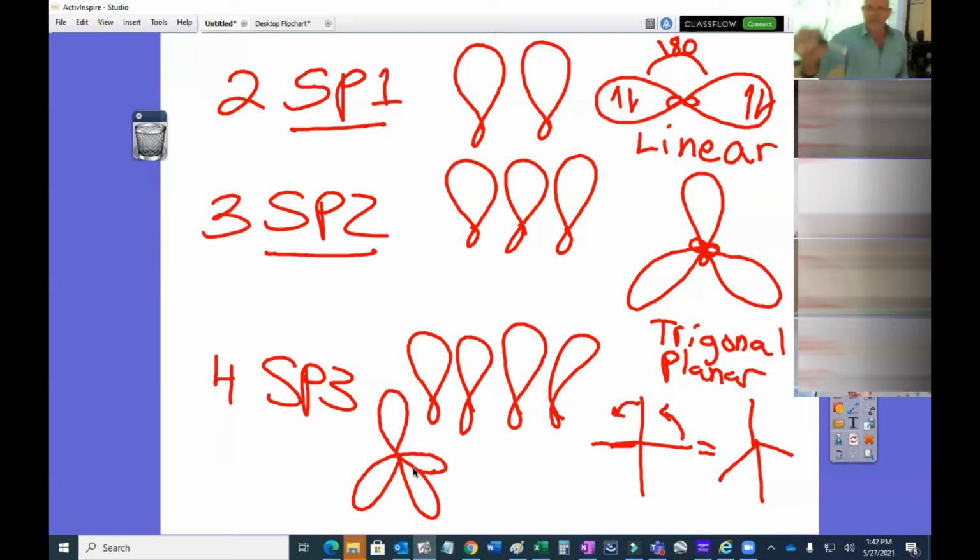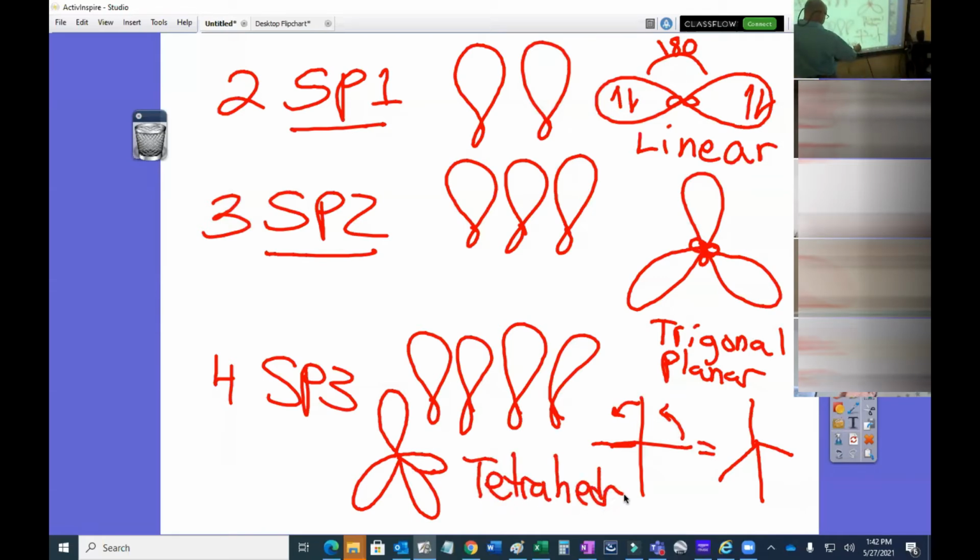Here's what that looks like. I got a little model here for you. That's the music stand. That's sp3 right there. They call it tetrahedral. Tetra for 4. I'm not sure what hedral means. I looked it up. Guys, you need to memorize that sp1 is linear, sp2 is trigonal planar, and sp3 is tetrahedral. You need to memorize that for the exam. That is the end of chapter 7.